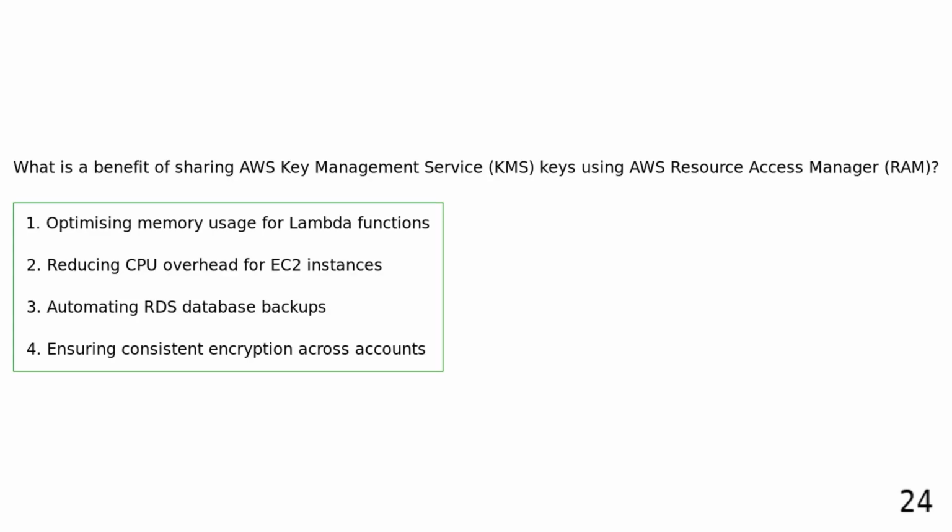What is a benefit of sharing AWS Key Management Service keys using AWS Resource Access Manager? Optimizing memory usage for Lambda functions. Reducing CPU overhead for EC2 instances. Automating RDS database backups. Ensuring consistent encryption across accounts. The benefit of sharing AWS Key Management Service keys using AWS Resource Access Manager is ensuring consistent encryption and access control for encrypted resources shared across multiple accounts, maintaining data security and compliance.